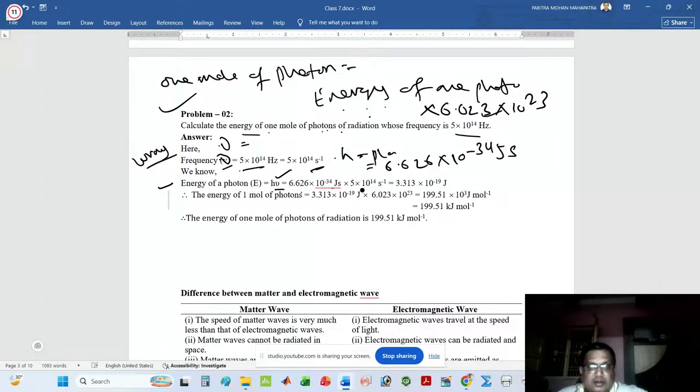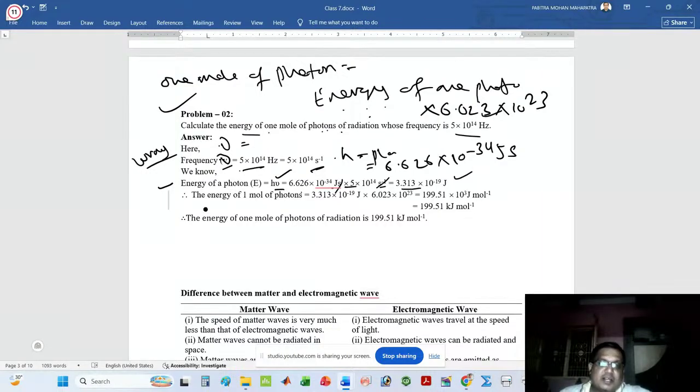Next, I multiply it with the value of nu, that is 5 into 10 to the power 14 second inverse. Second inverse and second can cancel. Here I can write the value as 3.313 into 10 to the power minus 19 joule. This is the energy of one photon.